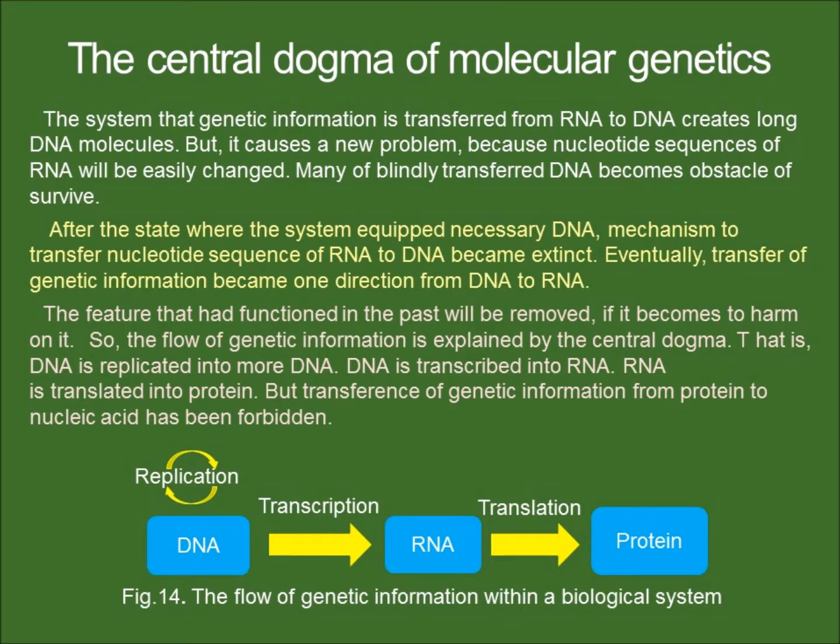The flow of genetic information is explained by the central dogma as follows. Deoxyribonucleic acid is replicated into more deoxyribonucleic acid. Deoxyribonucleic acid is transcribed into ribonucleic acid. Ribonucleic acid is translated into protein. But transference of genetic information from protein to nucleic acid has been forbidden. A feature that had functioned in the past will be removed if it comes to harm.